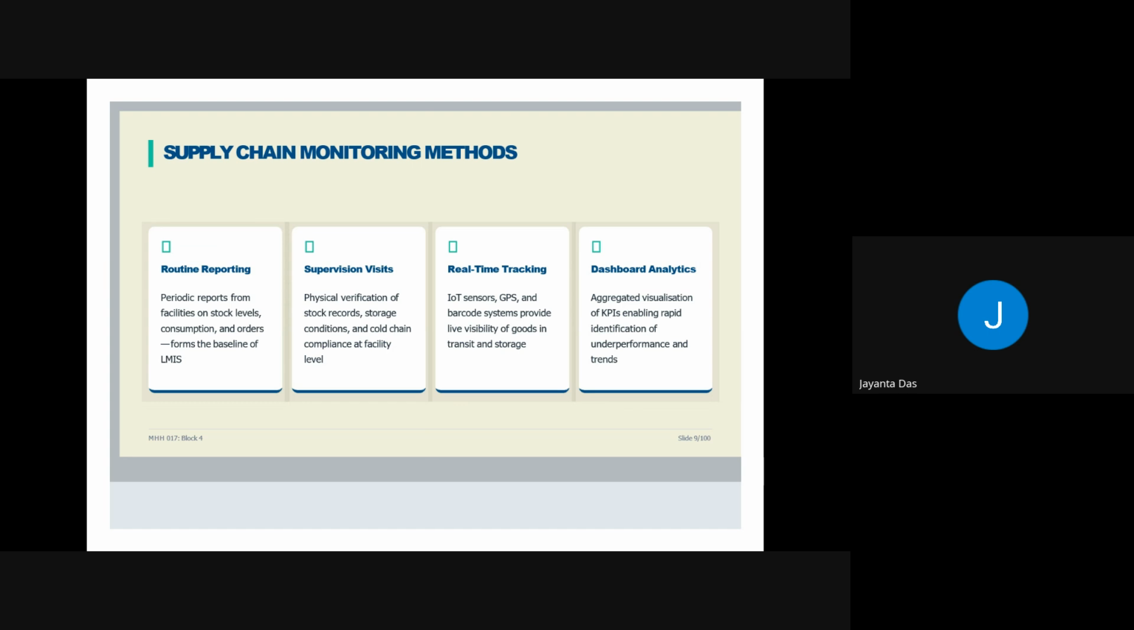Along with that, we definitely need to have the supervision visits, that is physical verification of stock records, storage condition, the cold chain compliance at the facility level. And yes, of course, a separate team or the senior people must make the visit and take care of all these aspects. Third is real-time tracking, that is IoT, Internet of Things, GPS, barcode system. These will provide the live visibility of the goods in transit and storage.